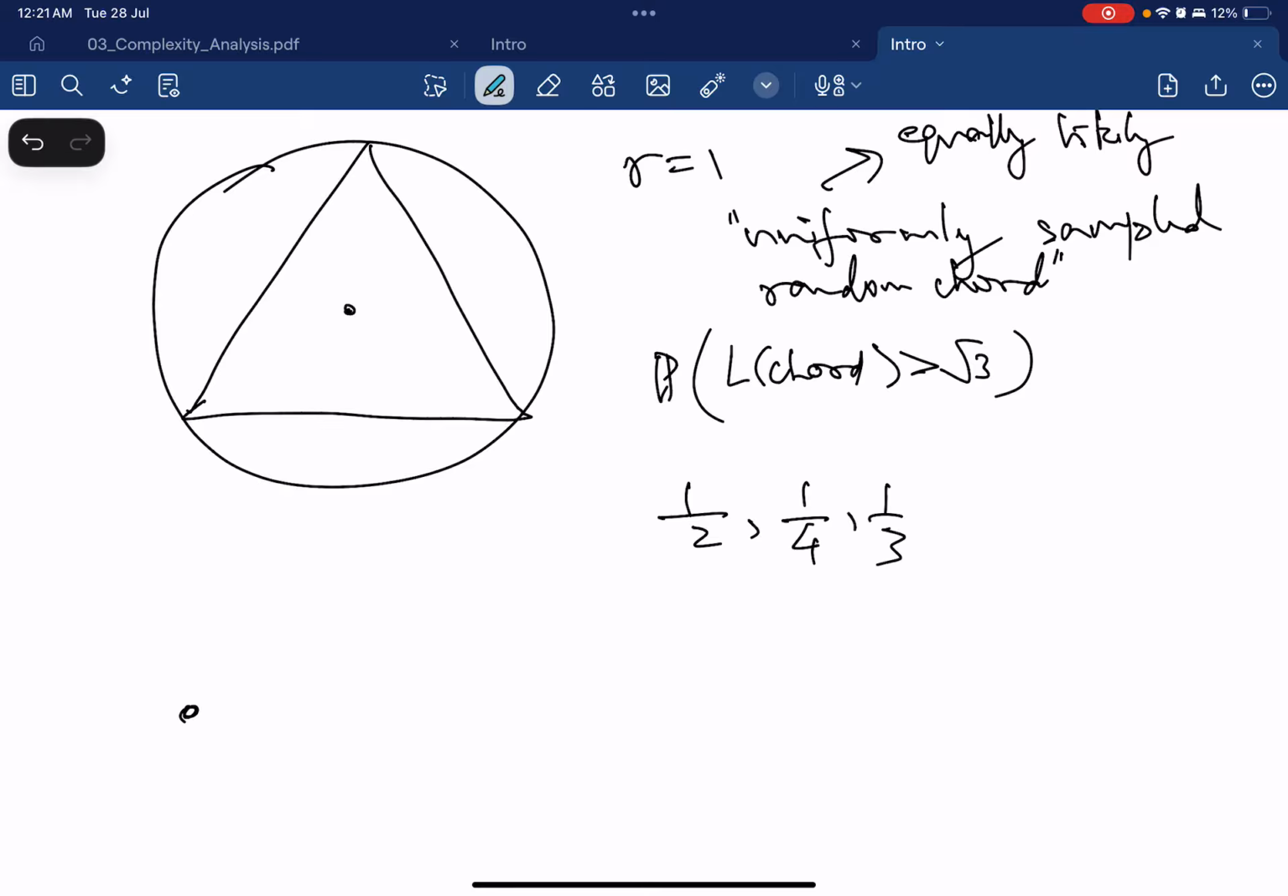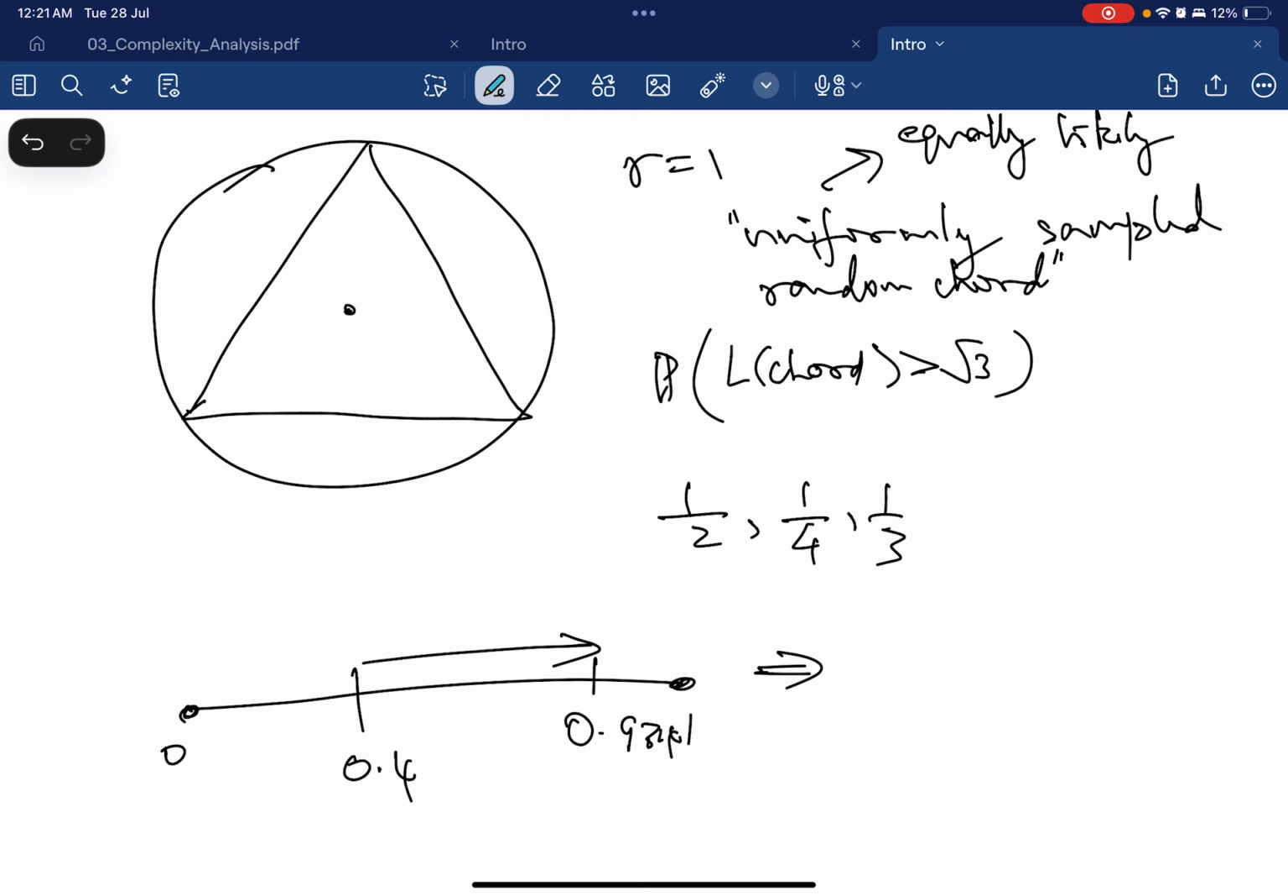Similarly, if I ask what is the chance that a number uniformly sampled, where every number within 0 to 1 is equally likely, is between 0.4 and 0.9314? The equivalent question is, what fraction of the length is occupied in here? So you can say 0.5314 by 1 is the answer. So basically this number is the answer.